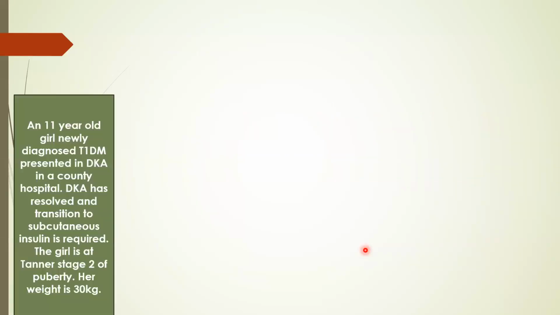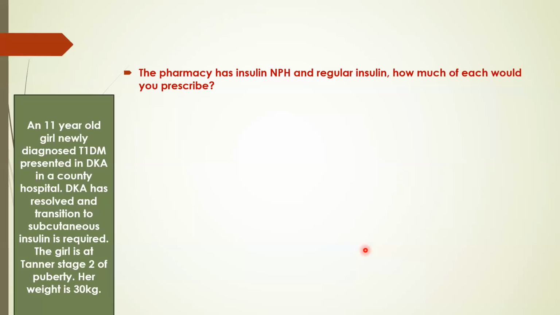Okay, then the next question is, you have gotten the total daily dose, which is 24 units. And you inquire with the pharmacy, and the pharmacy has insulin NPH and regular insulin. How much of each would you prescribe? So quickly again, they have insulin NPH and regular insulin. Your total daily dose is 24. So how much NPH would you prescribe? How much in the morning, how much in the evening, and how much regular insulin?